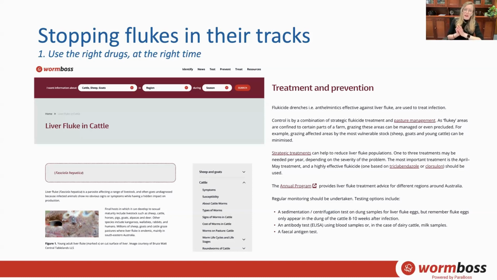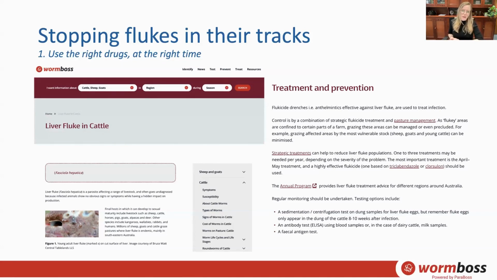But in fact, WormBoss does have a very useful website to provide you with the most recognized and available information we have currently. So if you go into WormBoss, you can look up liver fluke and you can get results for liver fluke in cattle and sheep and goats. And they have strategic treatment suggestions where they outline what is currently recommended. So I would very much suggest that you check that out.